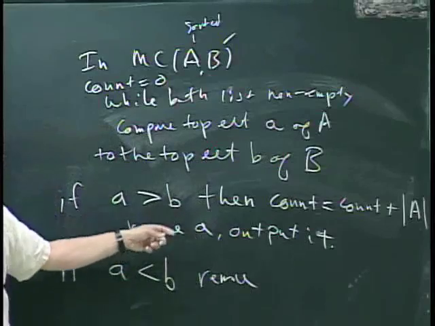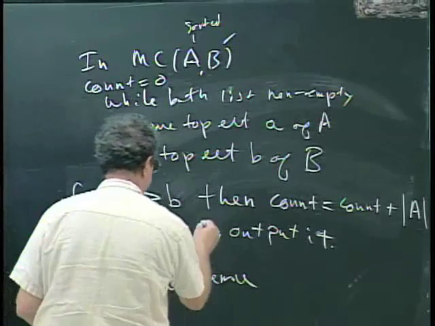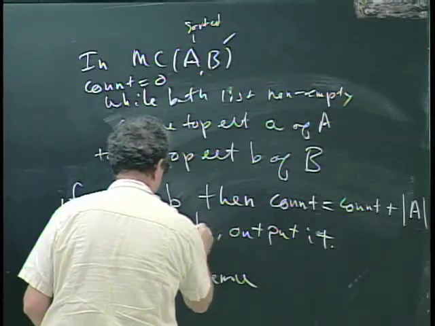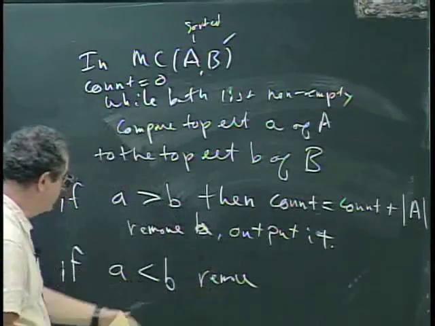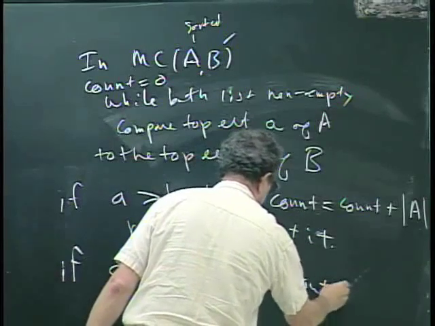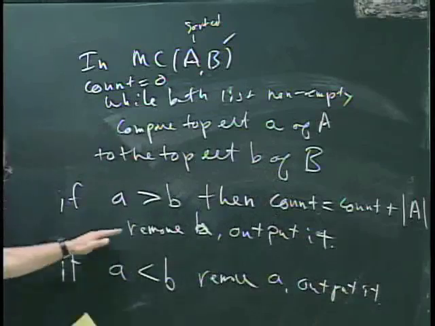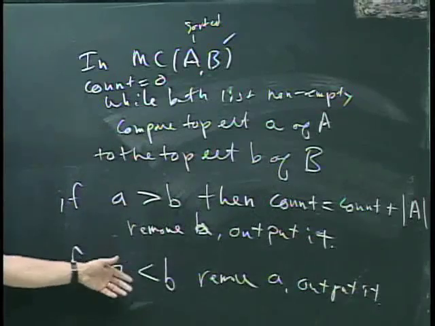When A is bigger than B, what do we output? B. We should have output B, or remove B and output it. Okay. When A is less than B, then we remove A and output it. Okay? So this is just the part of what happens in merge.